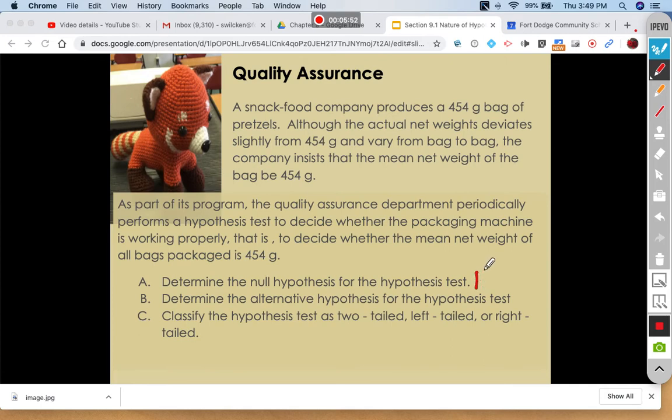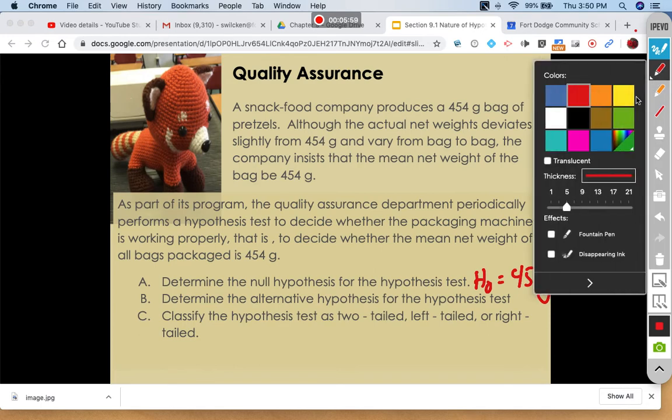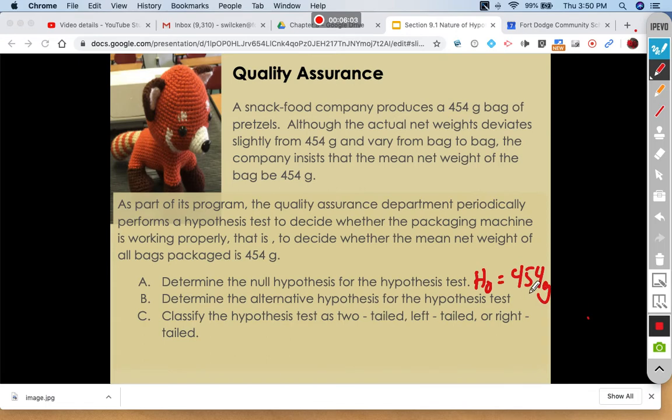Null hypothesis. H sub 0 is 454 grams. Again, your null hypothesis is always going to be a single value. What do you think it should be? The alternative hypothesis. We're just trying to decide, is it 454 or not? So we're going to say our H sub A is going to be mu does not equal 454. Since we're saying does not equal, this is going to be a two-tailed test.